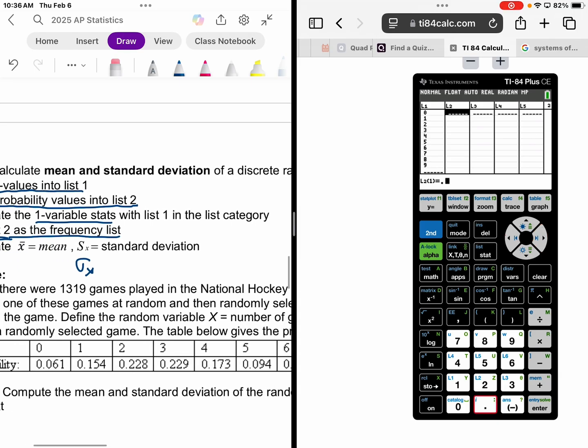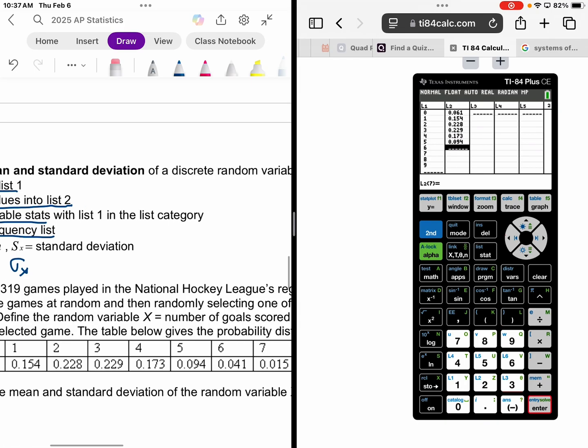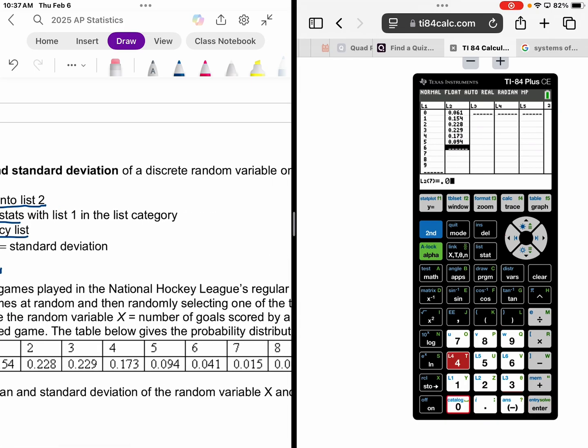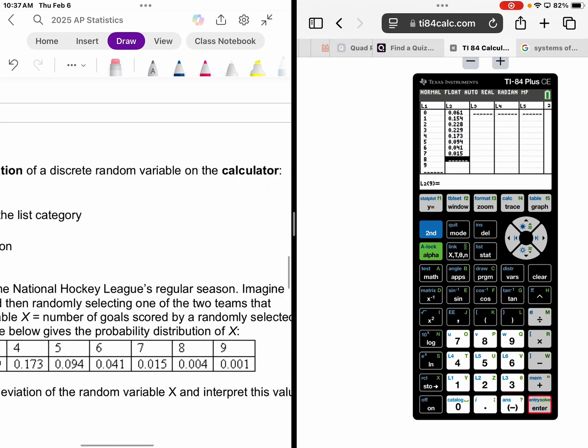So 0.061, 0.154, 0.228, 0.229, 0.173, 0.094, 0.041, 0.017, sorry, 0.004, 0.001. All right, sweet. So I got my data in there.